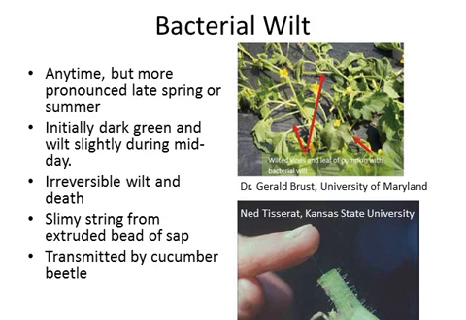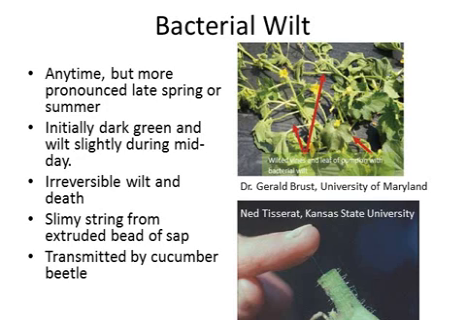Bacterial wilt is a common and destructive disease of muskmelon and cucumber. It is less common on squash and pumpkin. Symptoms of bacterial wilt may develop any time during the summer, but it is more pronounced in late spring or summer soon after transplants are placed in the field. Diseased plants initially are dark green and wilt slightly during midday. Soon thereafter, the plants go into an irreversible wilt and die.